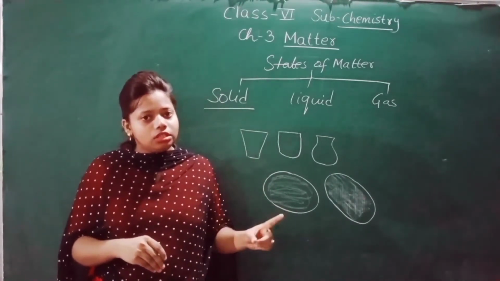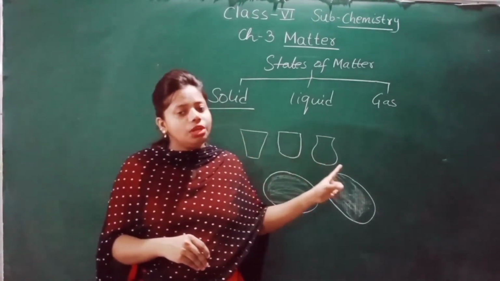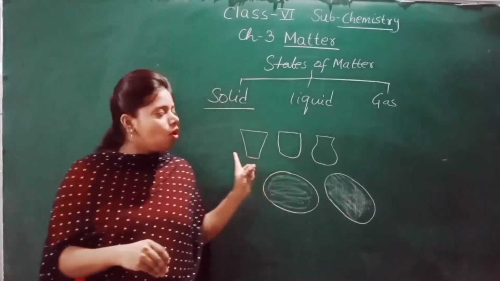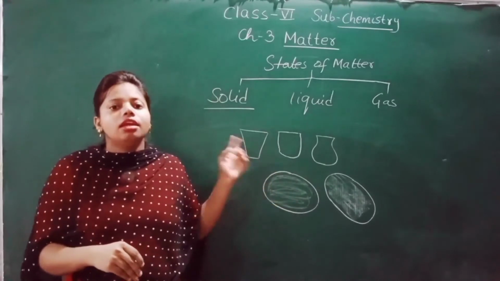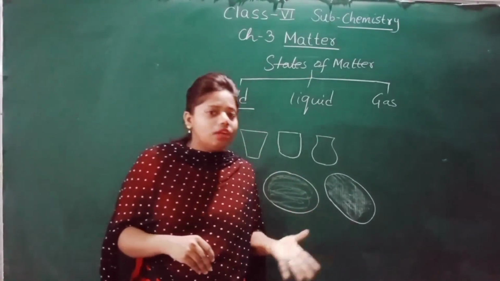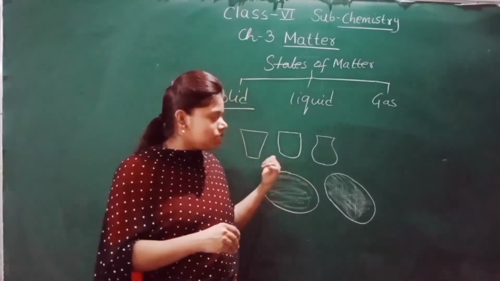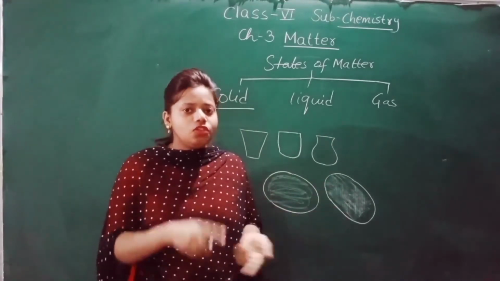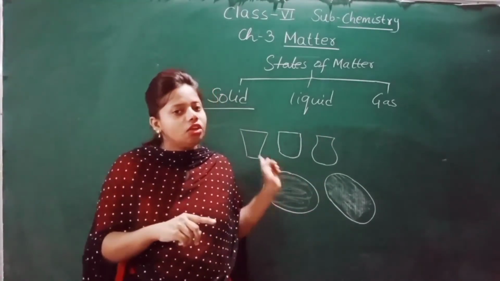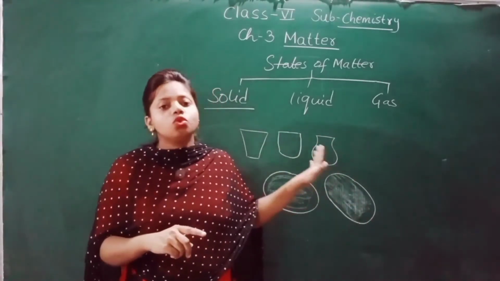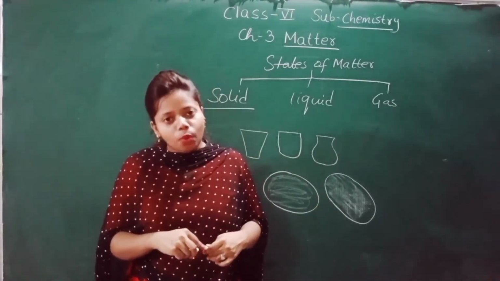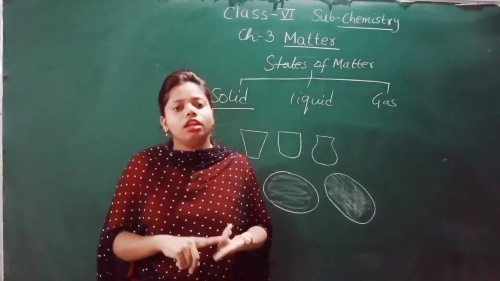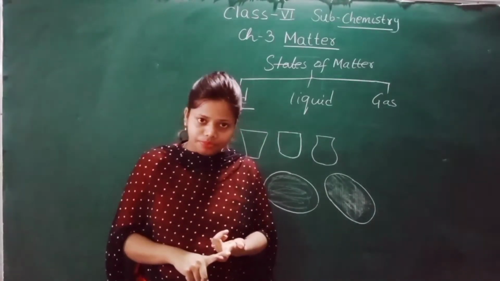Number 1 was that we have taken 20 ml of water and poured it into all the different shapes of container, and we conclude that liquid does not have a definite shape. It takes the shape of the container. First you measured 20 ml of water, then you poured it into different containers, so it takes the shape of the container in which it is poured. So it proves that liquid does not have a definite shape.